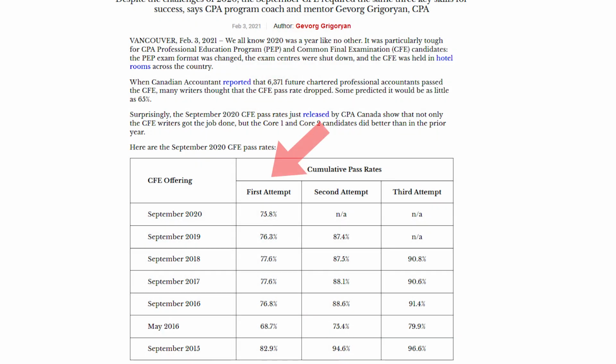Let's look at the pass rates. Right now, we're at about 76% pass rate, and if I were to compare this to the CFA or the US CPA, the pass rates there are about 50 to 60%. When I was studying for my CFE, I was looking at the pass rate and I was thinking, if 76% of writers pass, there's a really good chance that I'll pass too. So it gave me both comfort and confidence.